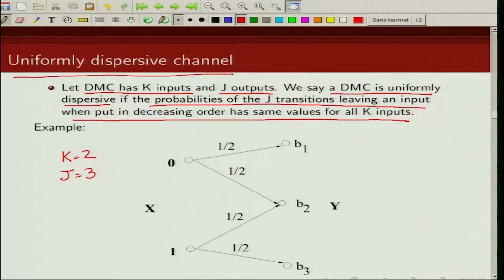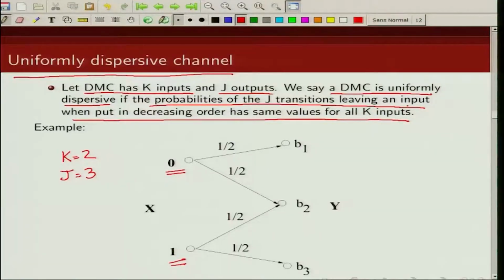So, what does it mean? We look at each of these k inputs and we write the transition probabilities leaving that particular input. For example, take this input 0. What are the three transition probabilities? This transition probability is half, this transition probability is half, and this transition probability is 0. So, if I arrange these transition probabilities in descending order, this will be my order.